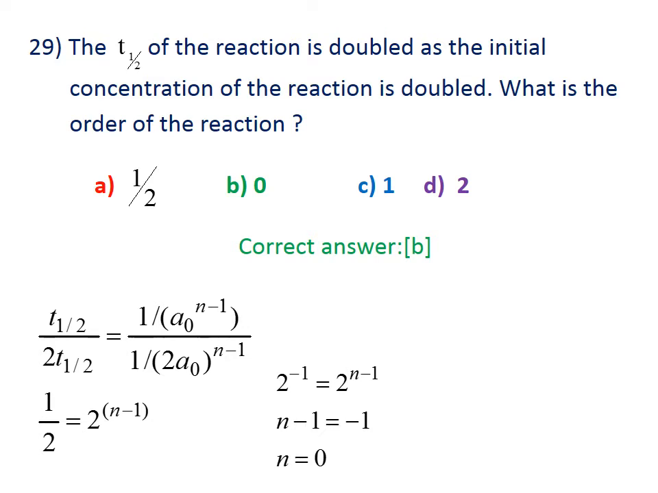1 by 2 will be equal to 2 power minus 1, which will be equal to 2 power n minus 1. So n minus 1 equals minus 1, therefore n equals 0. If the half-life of the reaction is doubled as the initial concentration of the reactant is doubled, the order of the reaction is 0. Correct option is B.